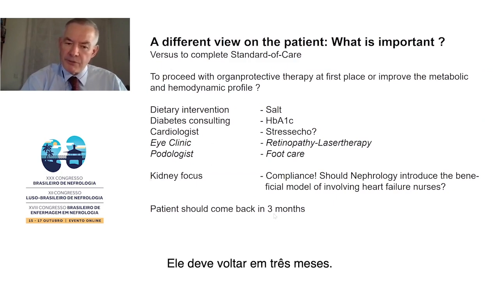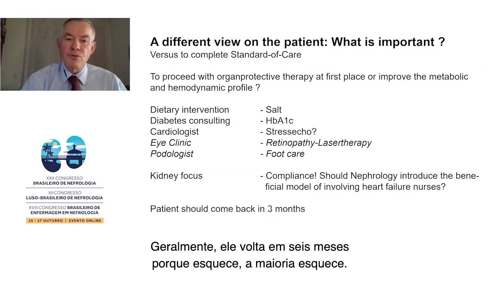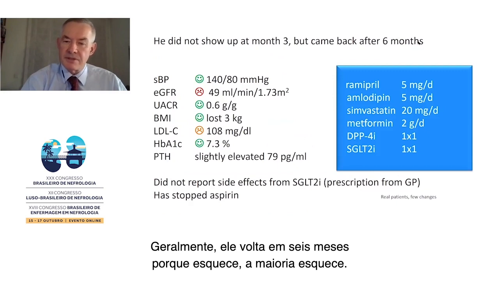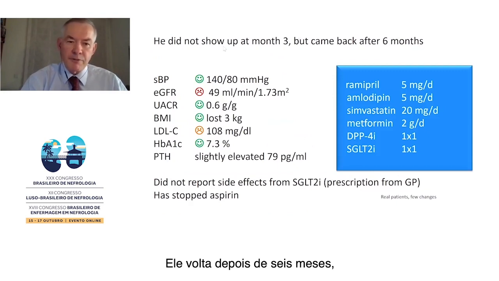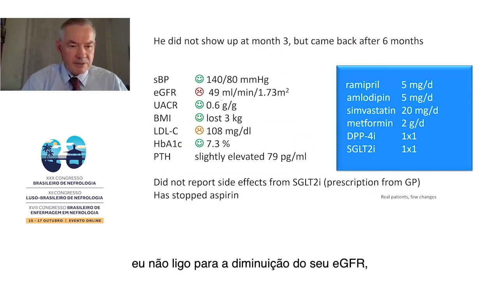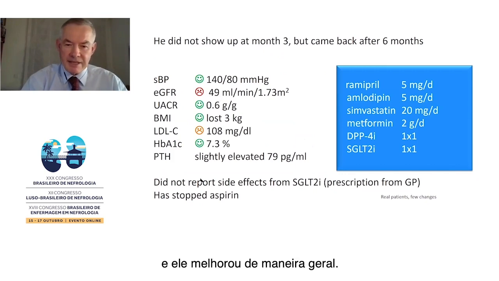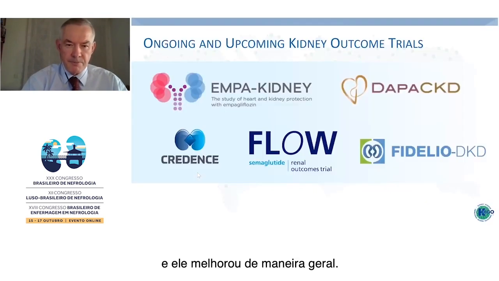He should come back at 3 months. Usually he comes at 6 months because he forgets, like most patients. He came back after 6 months. His blood pressure has decreased under the SGLT2 inhibitor. He is a dipper. I don't care about his dipping of eGFR, and he has overall improved.